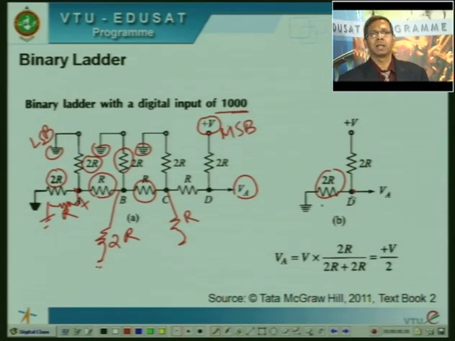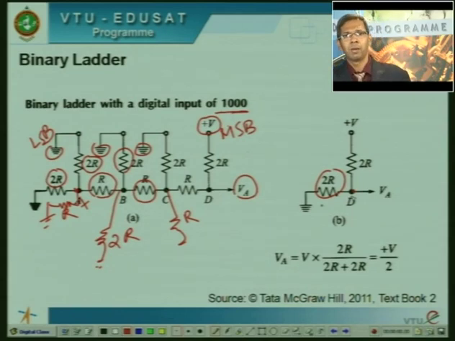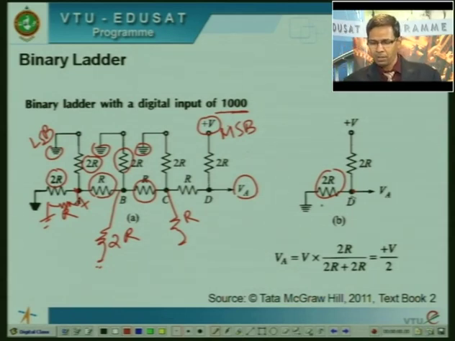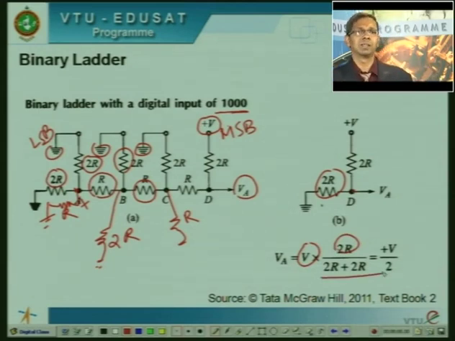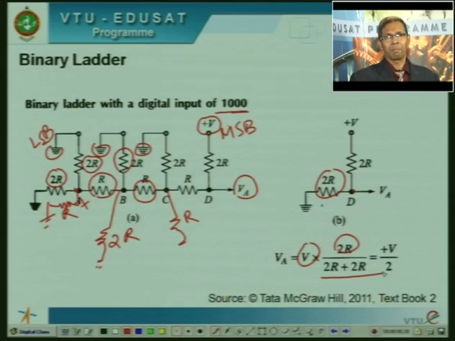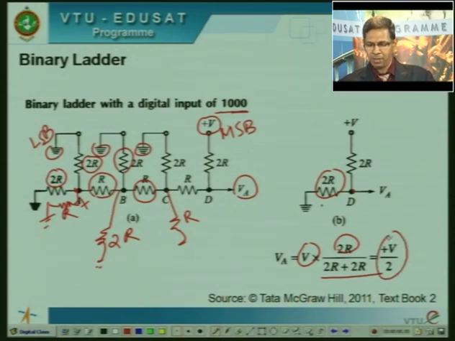This we can apply a simple voltage divider rule. What does the voltage divider rule say? The voltage across any resistance is the applied voltage times the value of that resistor divided by the sum of the resistors in series. So applying this simple equation, we get the value of V upon 2. So this is how we can analyze for a given value.